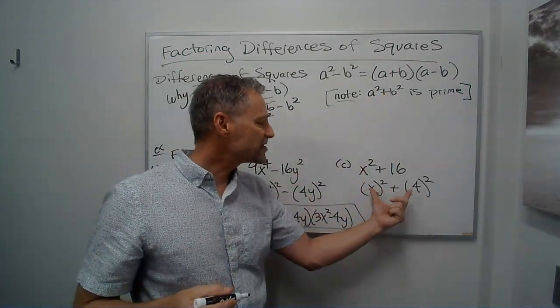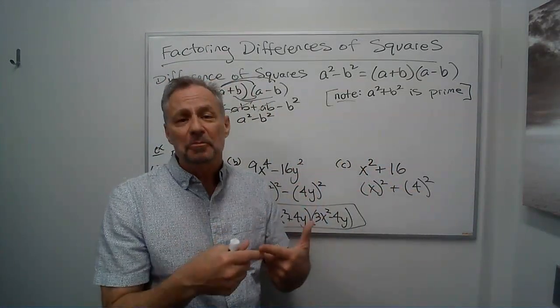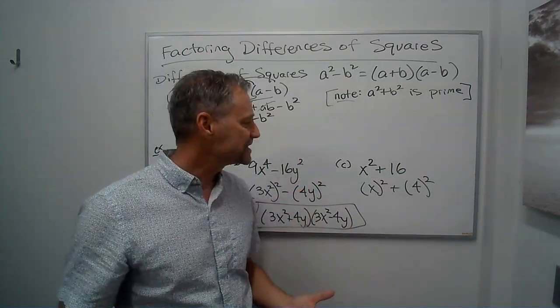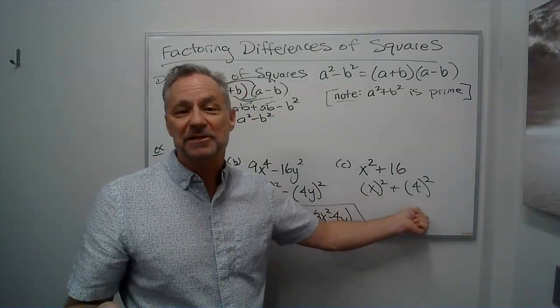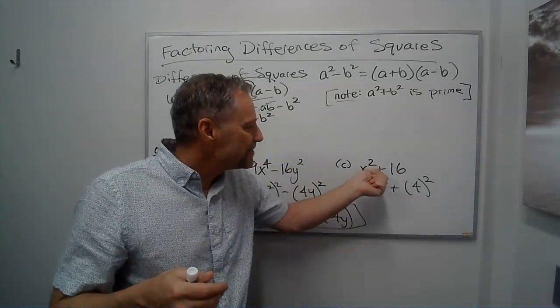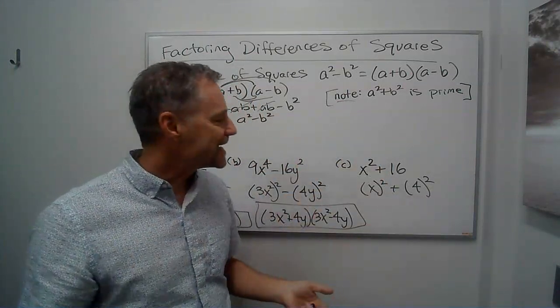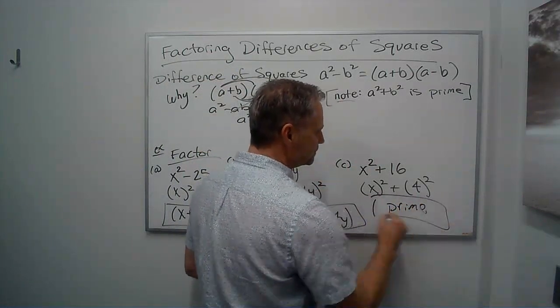If you try to factor this out as x plus 4 times x plus 4, then you multiply it out, you're going to get x squared plus 8x plus 16. There's no 8x here. This doesn't factor nicely. We would say this is prime.